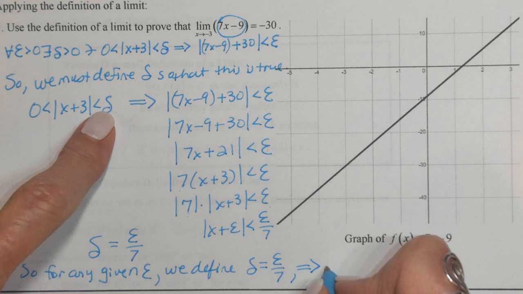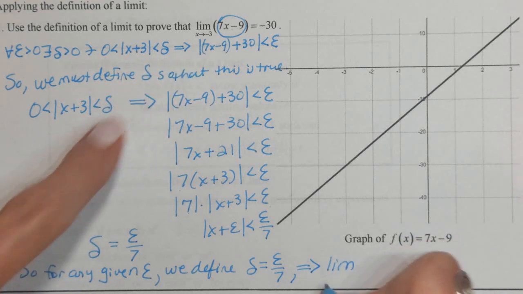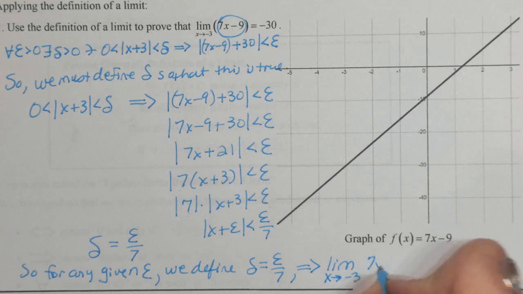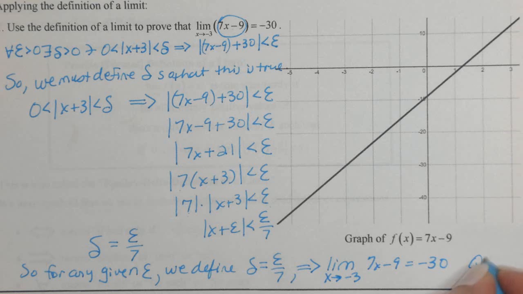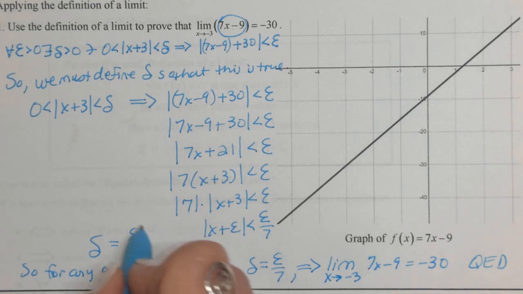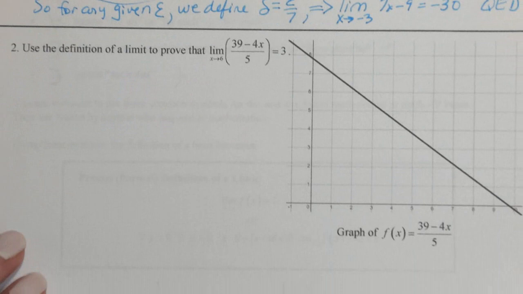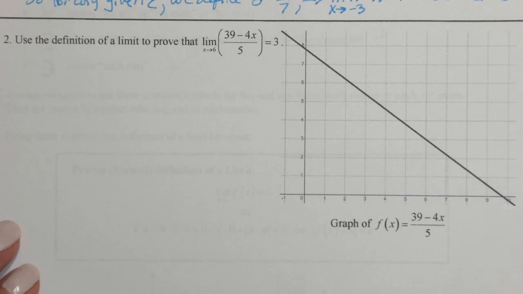Okay, and so that will make the limit as x approaches -3 of 7x minus 9 equal to -30. So once we get this, we have essentially proven it. Okay, number 2. Let's do another one.